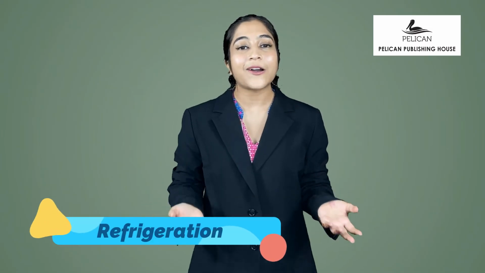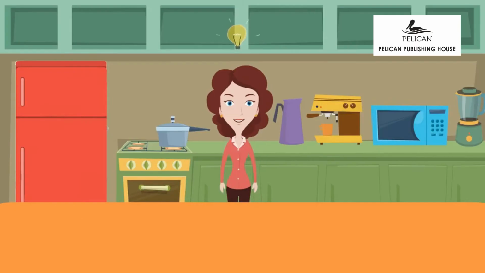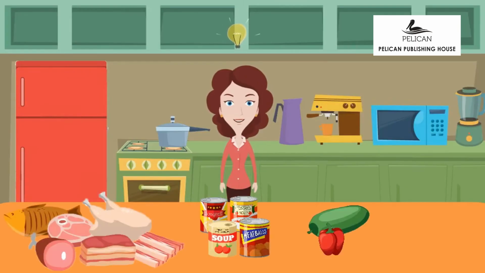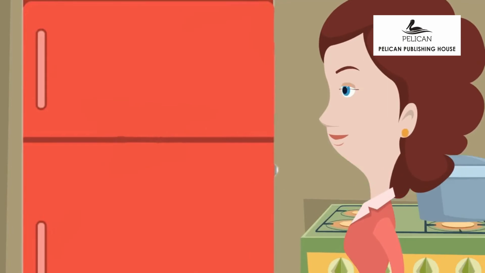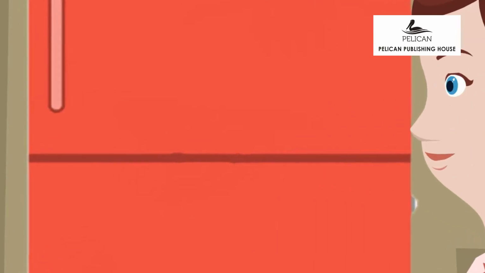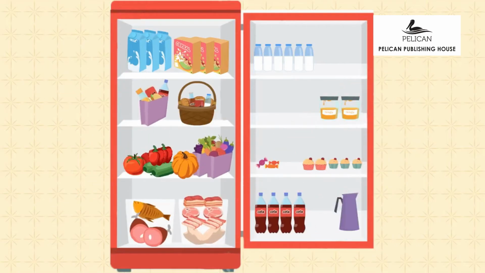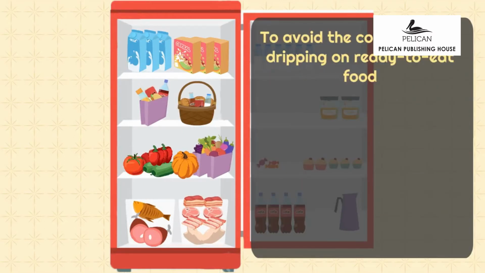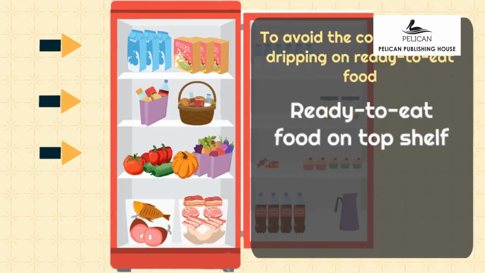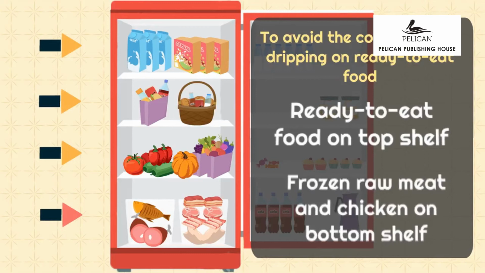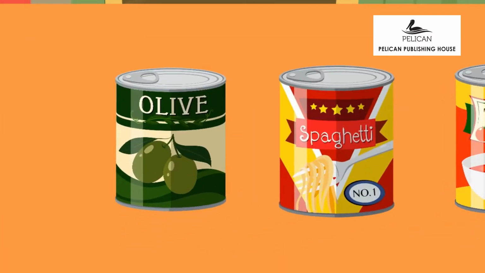Let us discuss what is refrigeration. Refrigeration helps in increasing the life of foods. Microbes are dormant in very cold temperatures. Hence, the cold and freezing temperature in the fridge slows down or stops the growth of microbes. This keeps the food safe to eat for some days.